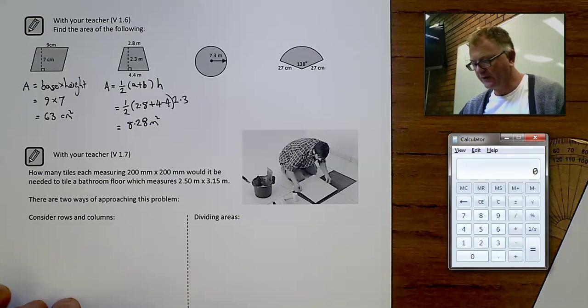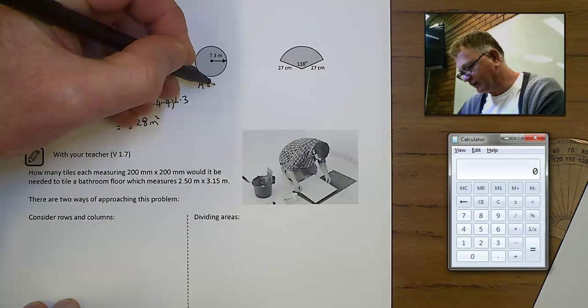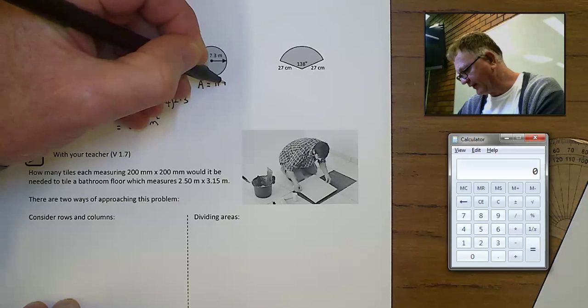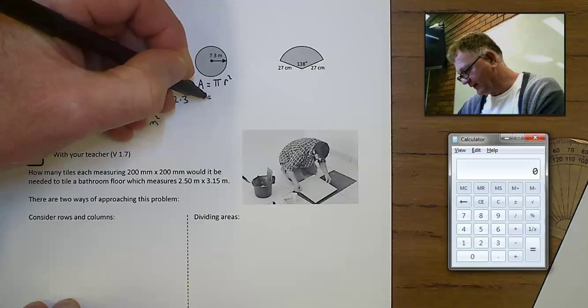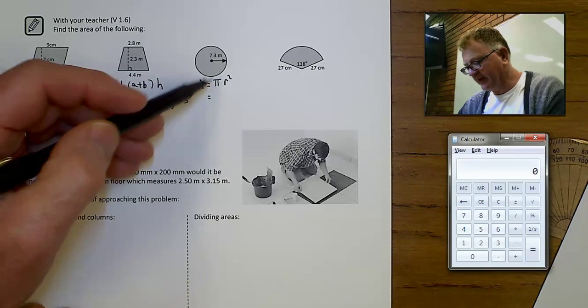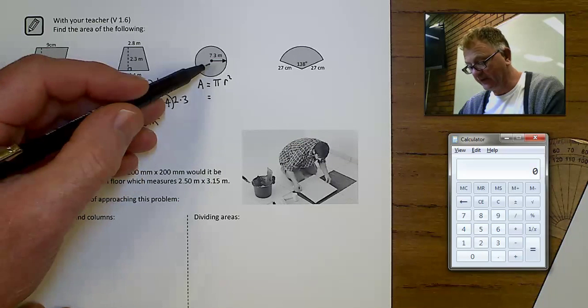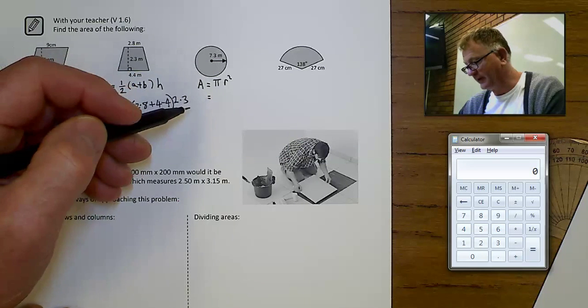Next one's a circle, and so we've got our formula for the area of a circle. Area equals pi times r squared. r squared means get the radius, the distance from the centre to the edge, and multiply it by itself. It's not twice the radius, no, it's the radius multiplied by itself.